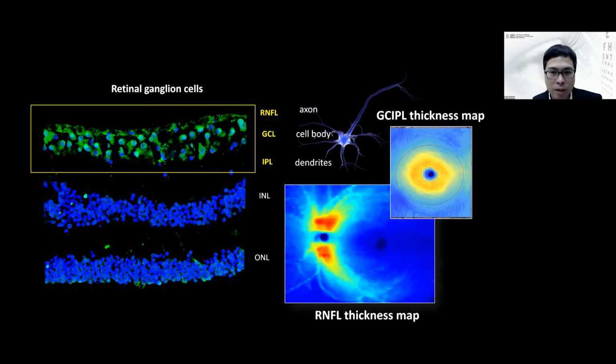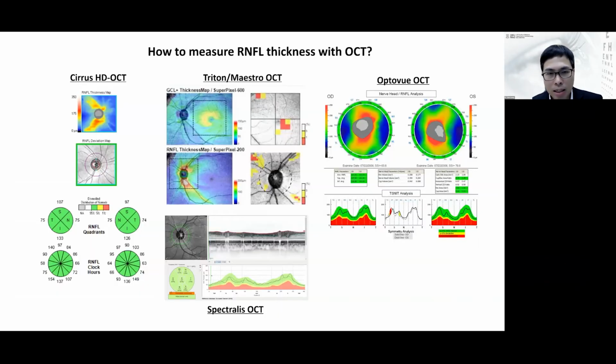But for some OCT instruments, they just measure the GCIPL, and some instruments include the RNFL together. It's confusing because we have different instruments, different models, and they basically measure the optic nerve head region and the macula using different scan patterns.